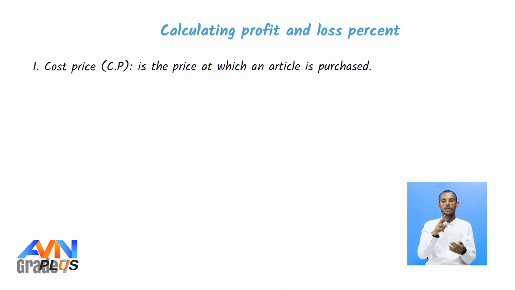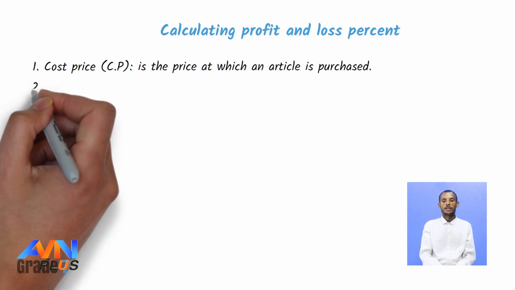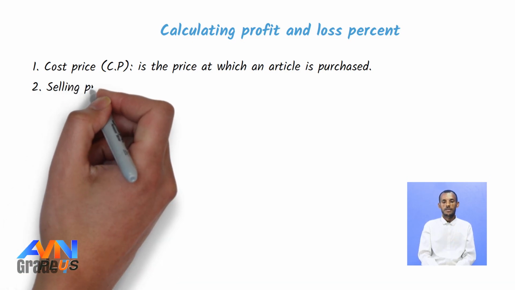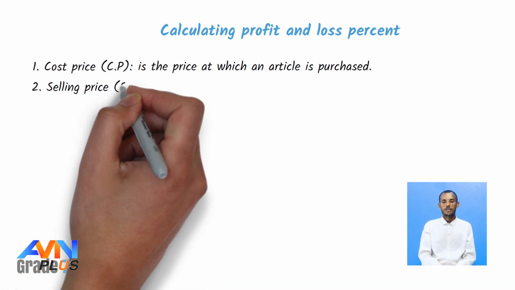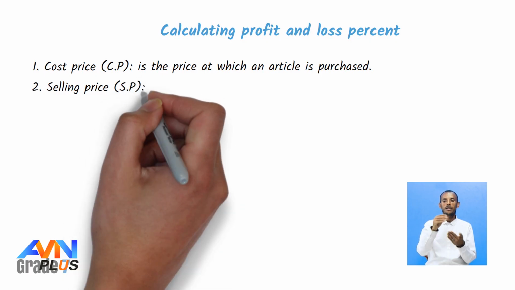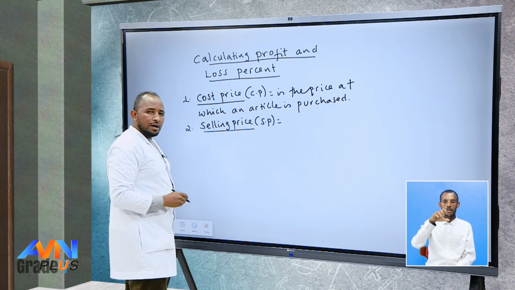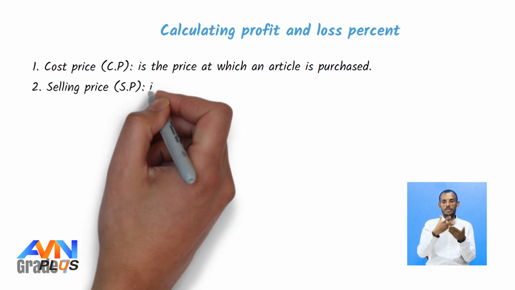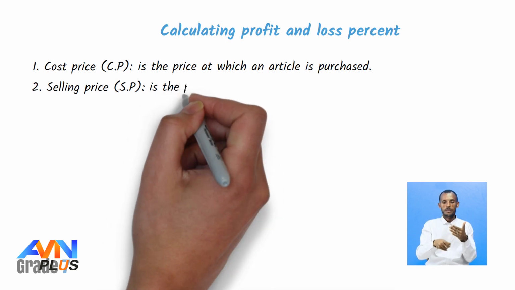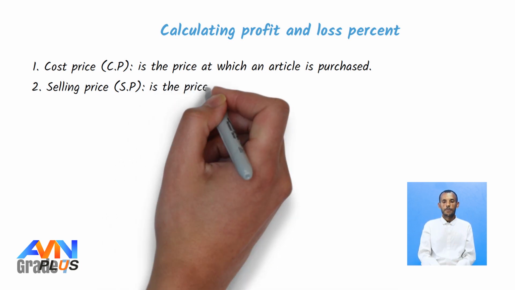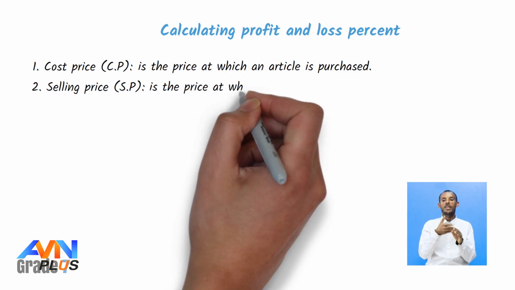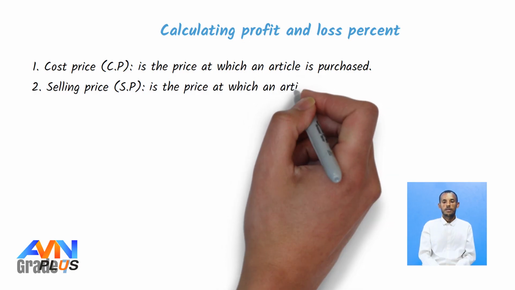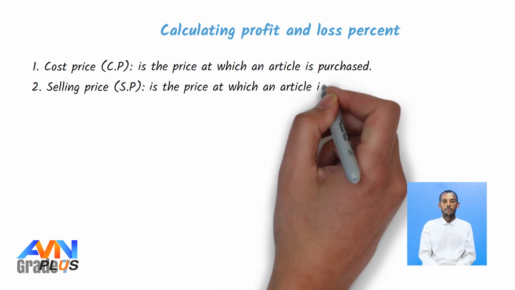Again, the second term is selling price. In short, SP. This is the price at which an article is sold. So, selling price is the price at which an article is sold.